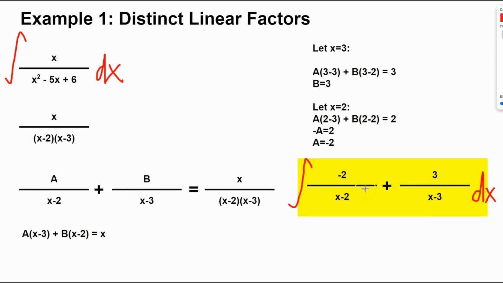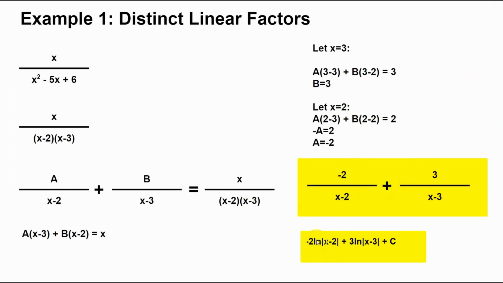We have two constants in the numerator, and then linear factors for the denominator. If you were to integrate this, you would get negative 2 ln of x minus 2 plus 3 ln of x minus 3 plus c. Pro tip: if you ever see a constant over a linear factor being added or subtracted by something in the denominator like this, then it's very easy integration. It's just the numerator as the coefficient times ln of the denominator. It's true for all cases of that.